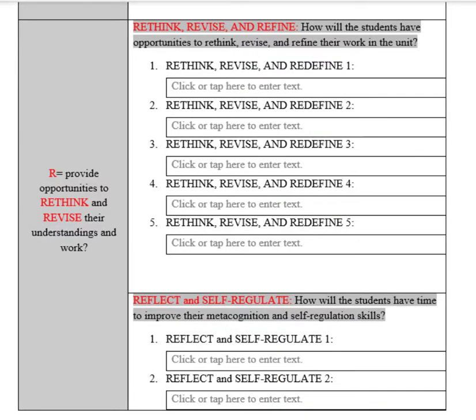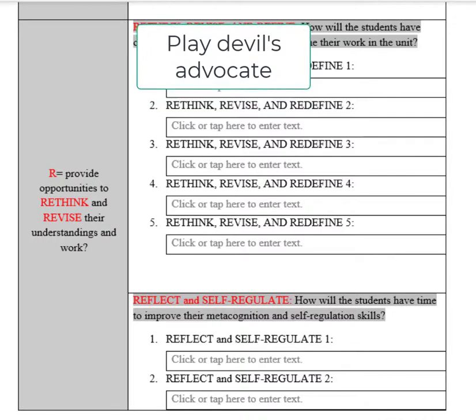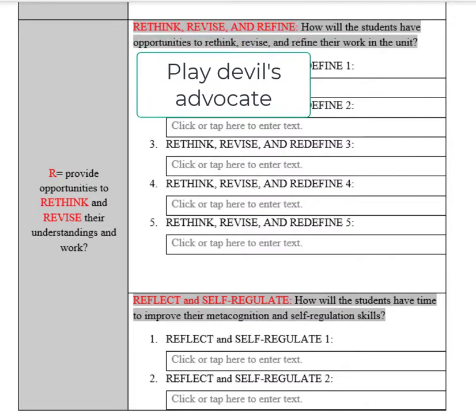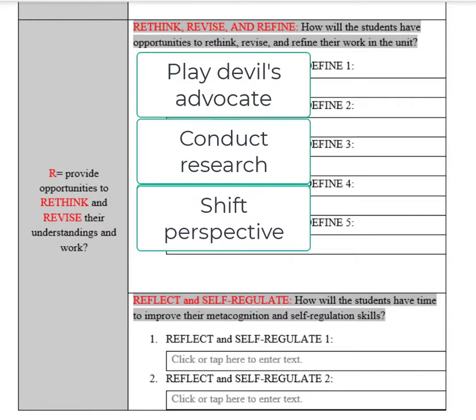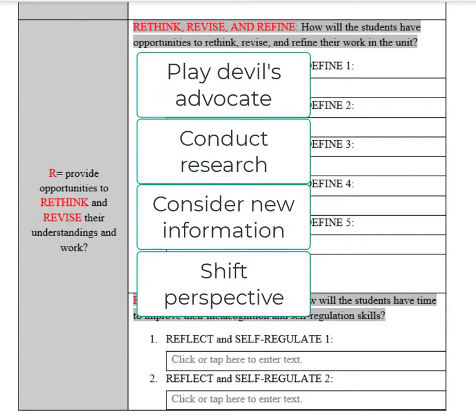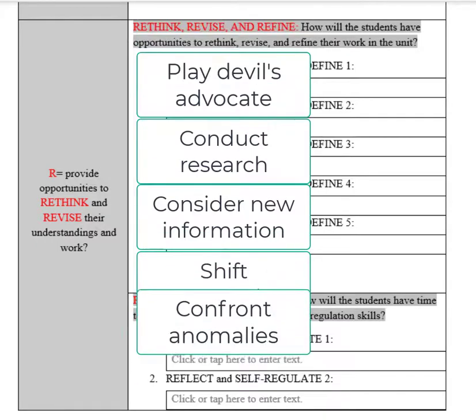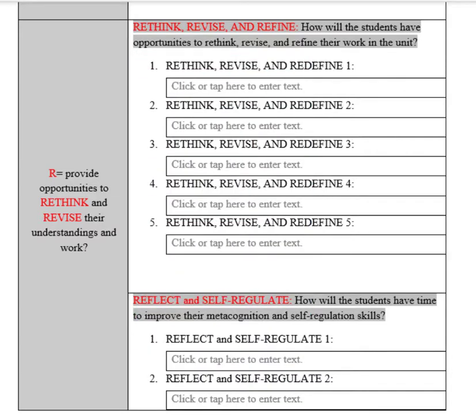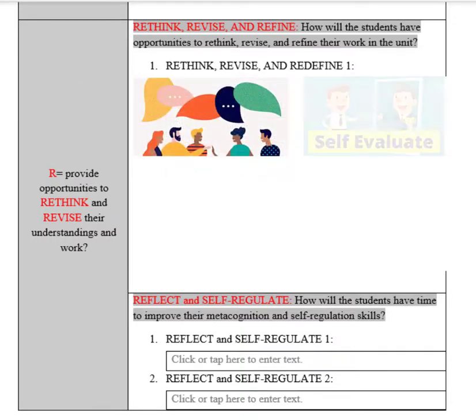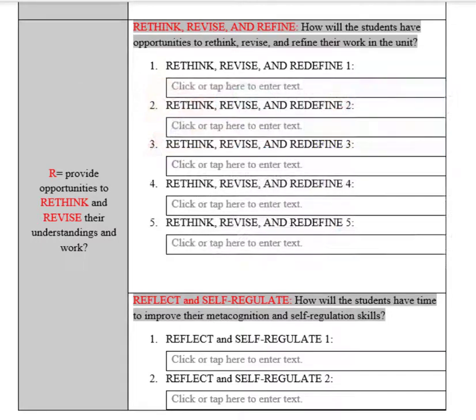In the Rethink and Revise area, we focus on how students will rethink, revise, and refine. The following are ways that the course designers can help students rethink by doing the following exercises: play devil's advocate, conduct research, consider new information, shift perspective, and confront surprises/anomalies. The following exercises provide learners a chance to revise/refine: peer critiques, self-assessment, drafting and editing sessions.